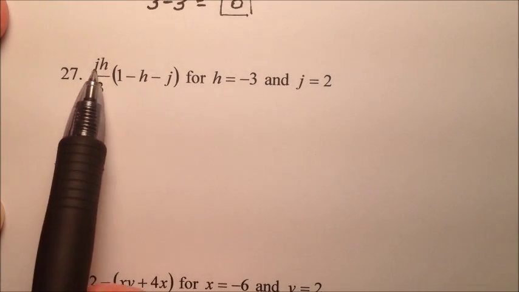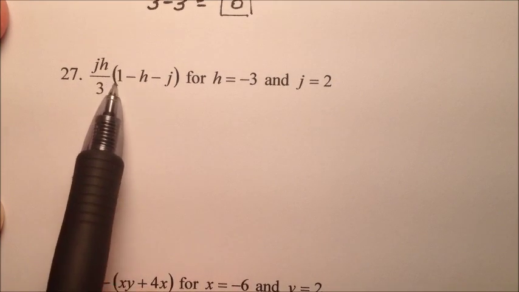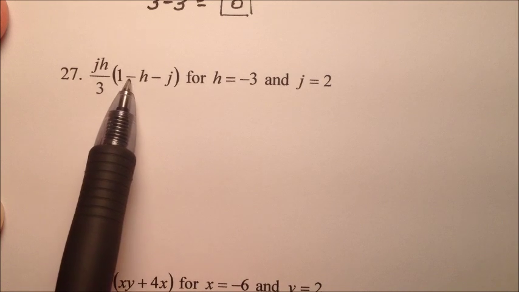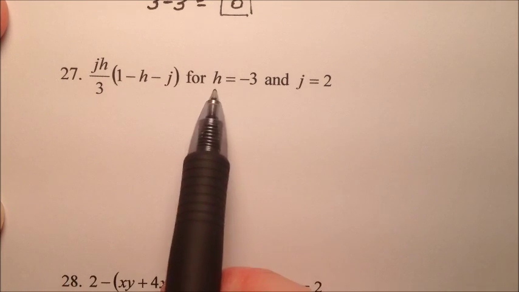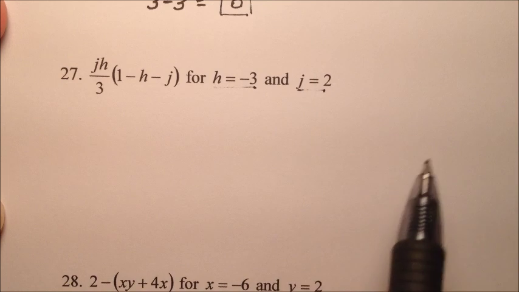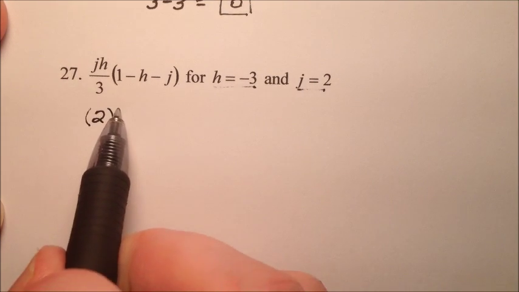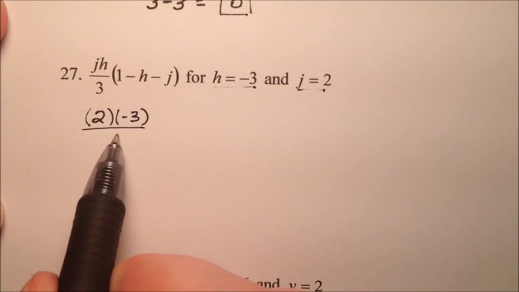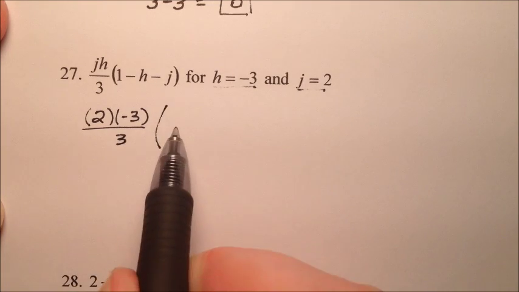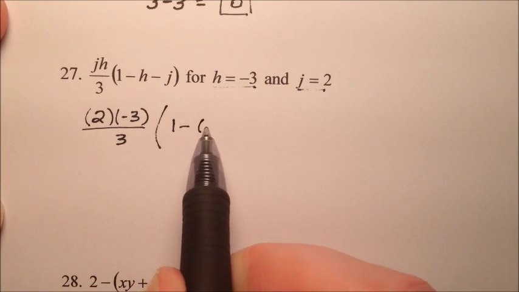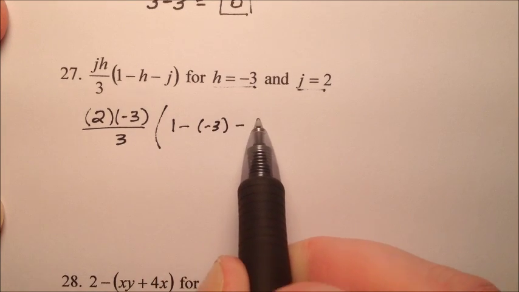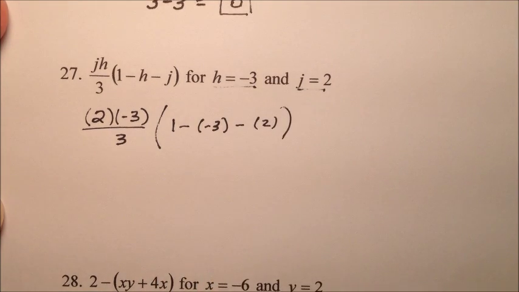In 27, we have JH divided by 3, and that's all times the quantity 1 minus H minus J. And my H is negative 3, and my J is 2. So my J, which is 2, I'll put on top. My H, which is negative 3, I'll put on top, and that's all over 3. And we have parentheses 1 minus H, which is negative 3, minus J, which is 2.